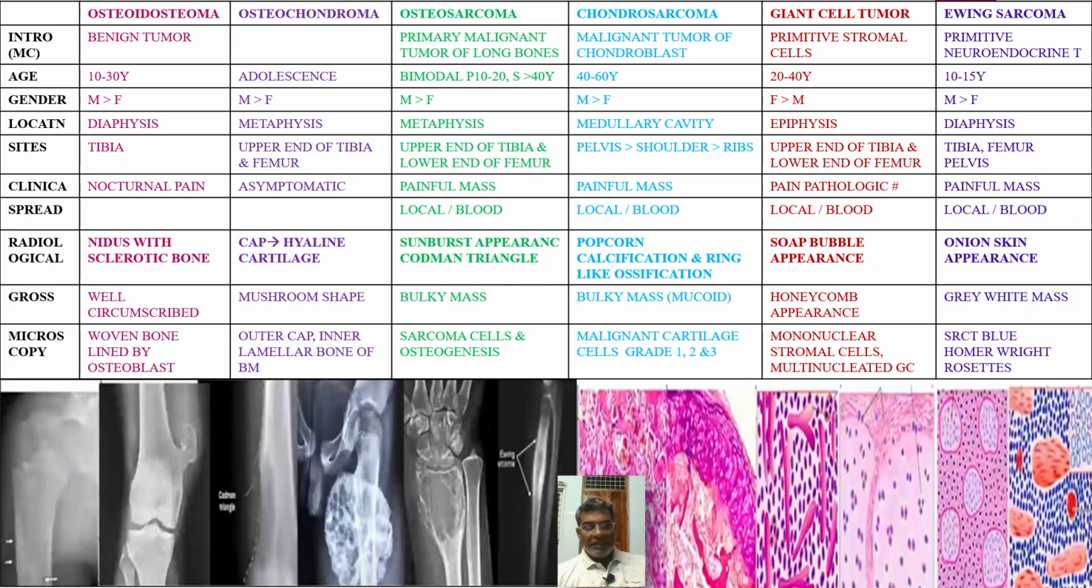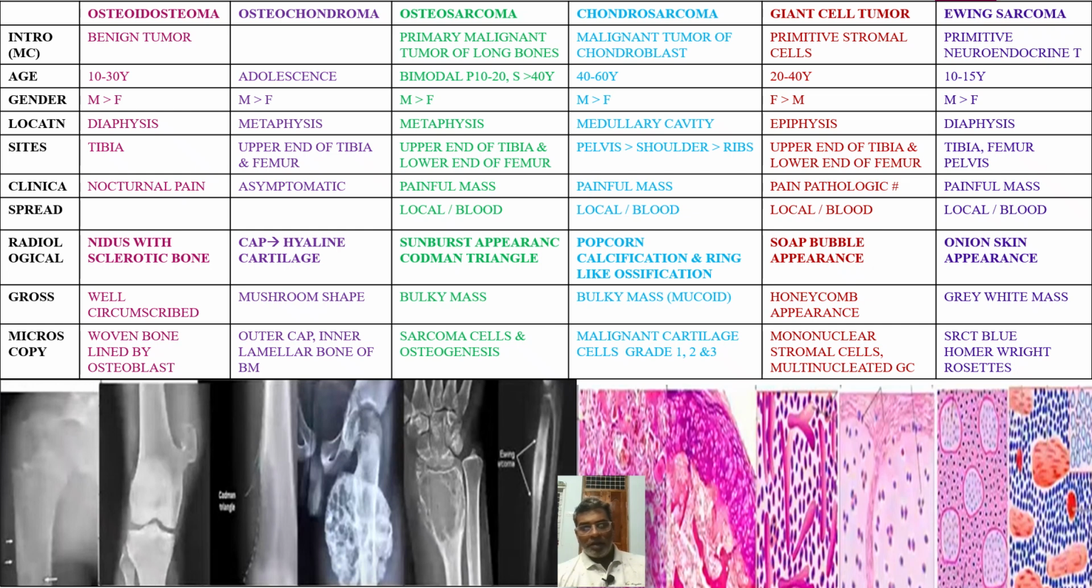For your easy revision and repetition, I have made this chart for all of you with all the important bone forming tumors, cartilage forming tumors, and tumors of unknown origin. They are osteoid osteoma, osteochondroma, osteosarcoma, chondrosarcoma, giant cell tumor, and Ewing's. Osteoid osteoma and osteoblastoma are benign tumors and they look similar.